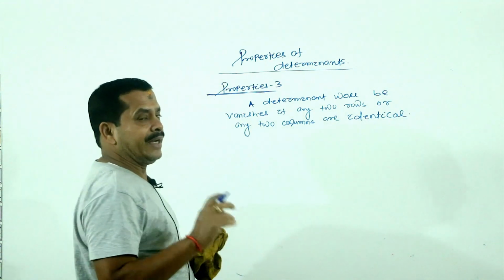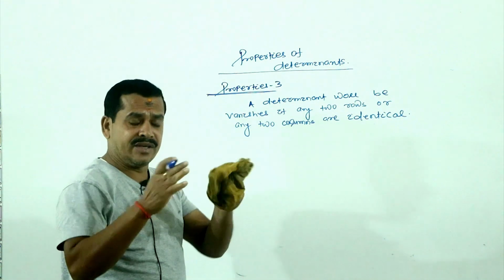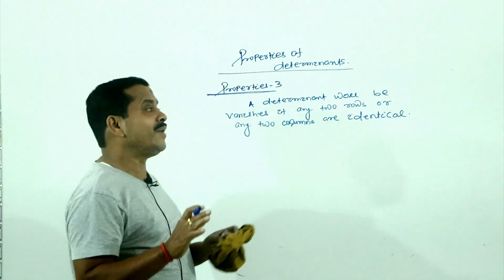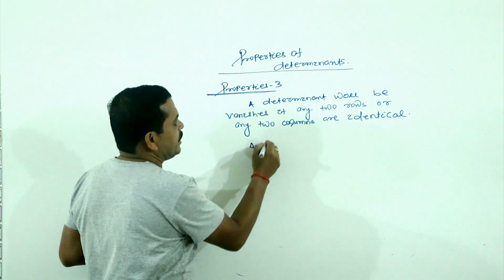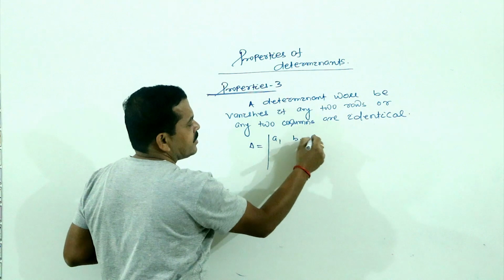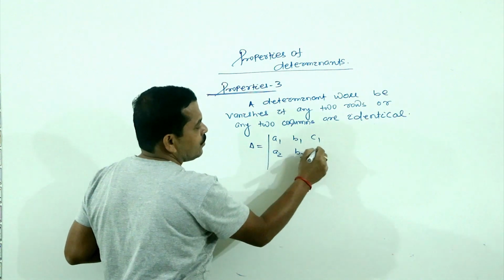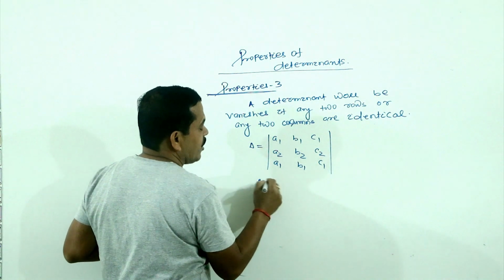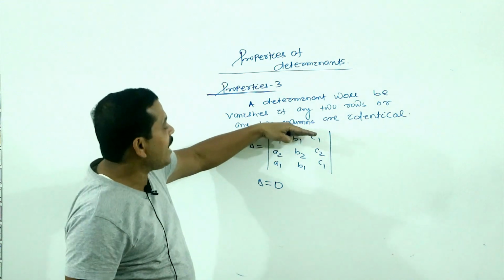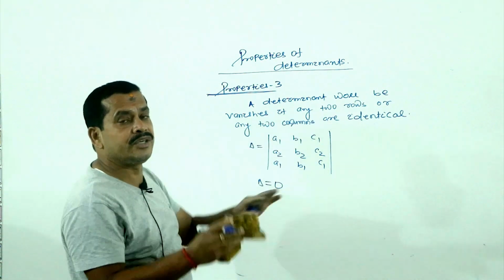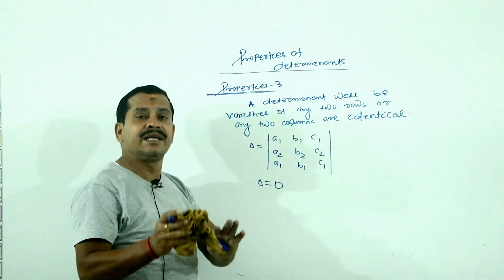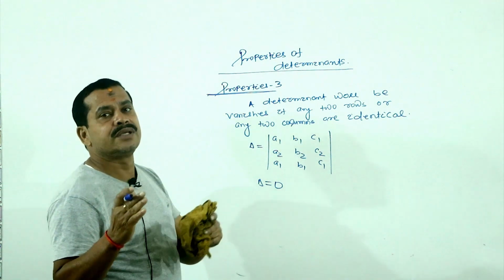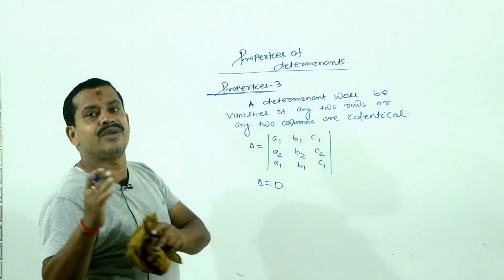That means if any two rows or columns are identical, meaning either they are same or proportional or some multiple, then the determinant will vanish. Suppose the determinant is A1, B1, C1, A2, B2, C2, and here it is A1, B1, C1. Then del equals 0. Here the first row and third row are same, so without expanding we can write it will be 0. That is property 3. If any two rows or any two columns are identical, then the determinant will vanish.